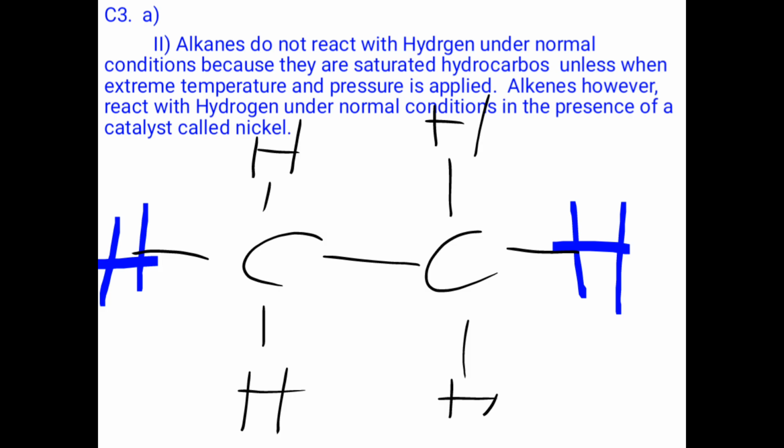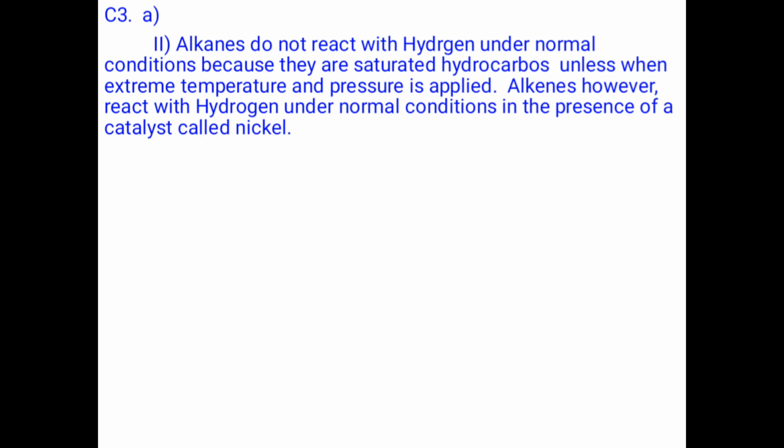If ethene reacts with hydrogen, the structure that will be formed will be ethane. As you can see, that's the structure of ethane. And this reaction will take place in the presence of a nickel catalyst.